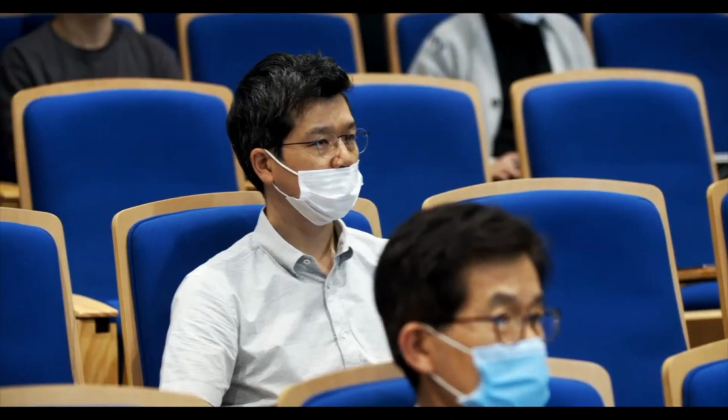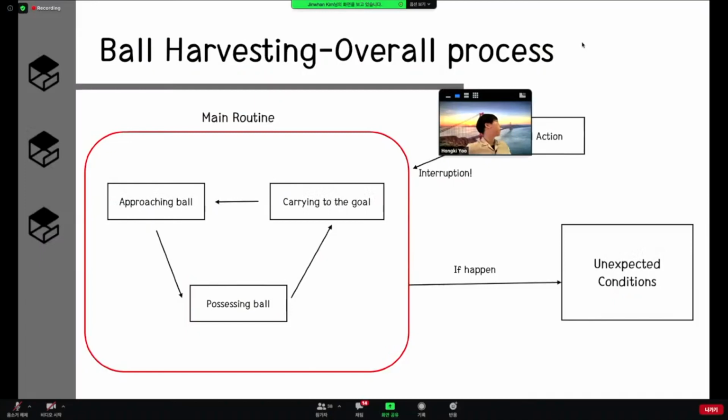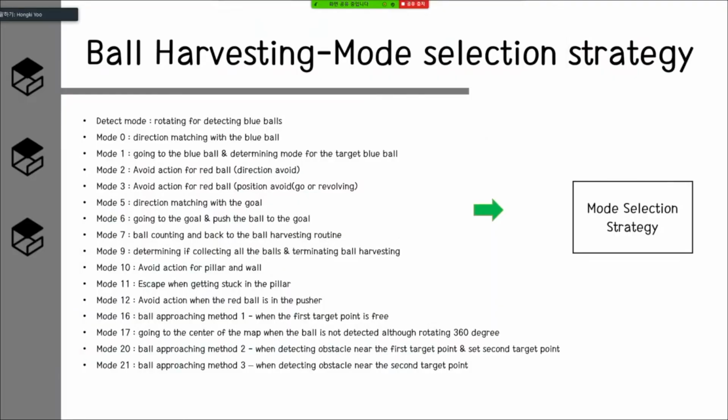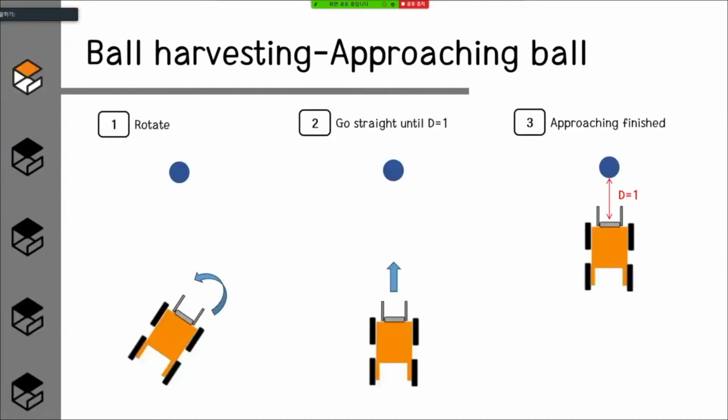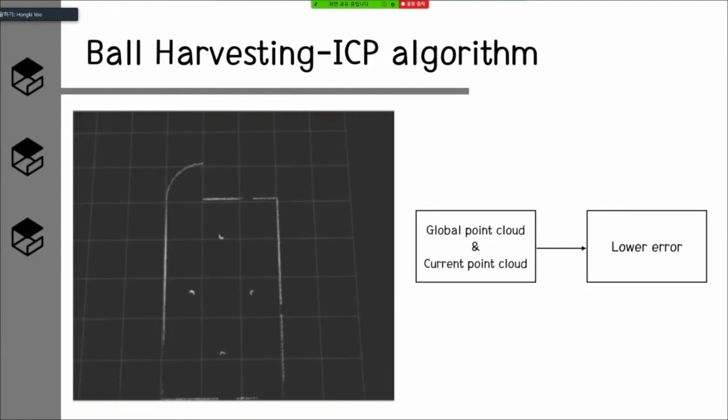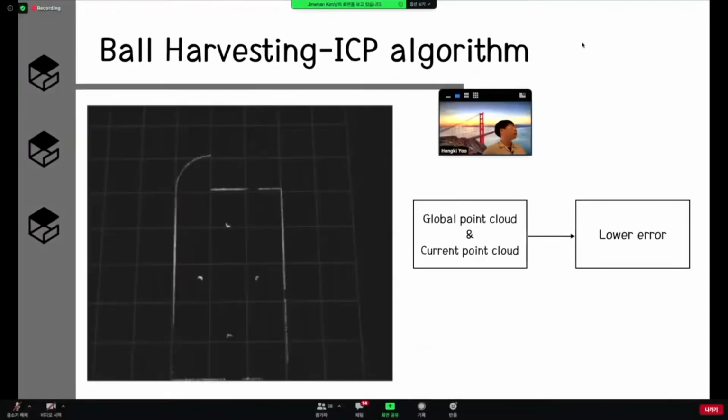And these are the ball harvesting zone algorithms. So this is the overall process. These 3 are the main routines for our algorithm, and avoid actions happen with interruption. And we made algorithms for unexpected conditions. These are the modes for our algorithm, and we use a mode selection strategy to handle the actions efficiently. And we also used the ICP algorithm, unlike a typical global positioning algorithm. We used a fixed global point cloud and the current point cloud to reduce the error.